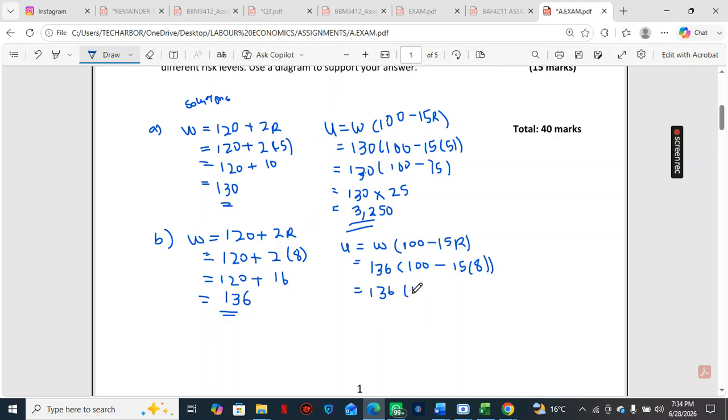What is 15 times 8? 120. 100 minus 120, negative 20. Negative 20 multiplied by 136.